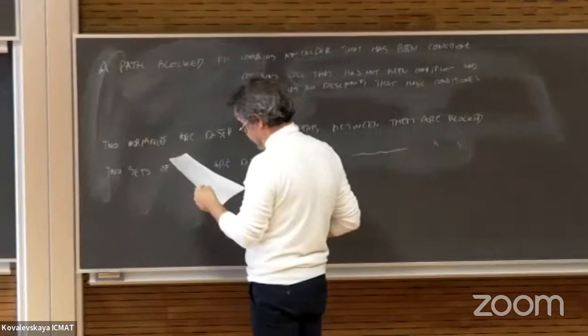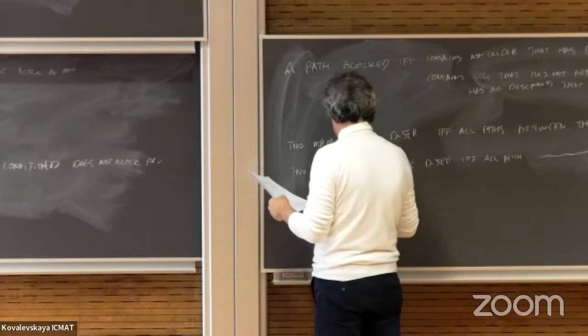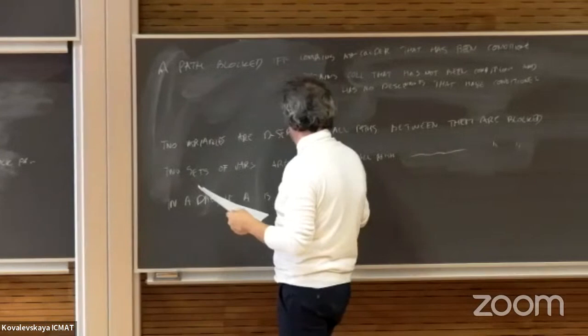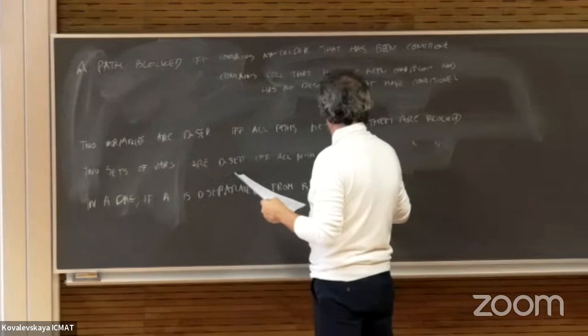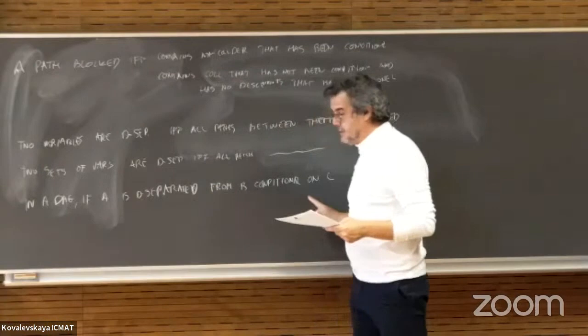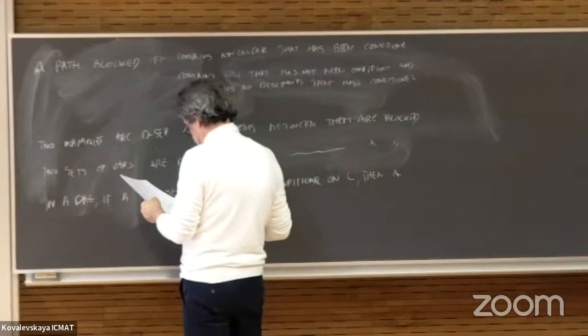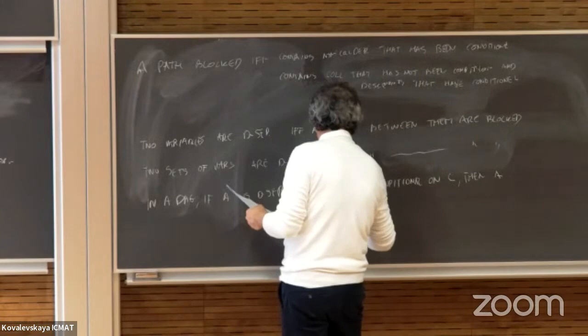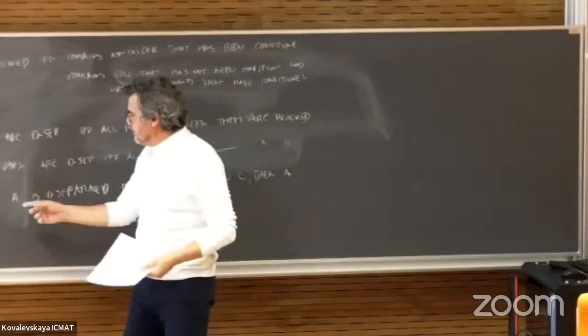And finally, and that's the important thing, in a DAG, if A is d-separated from B, conditional on C, and A, B, and C are sets of variables, then A is statistically independent of B given C. But this is independent of whether it's causal or not. This is for a DAG.